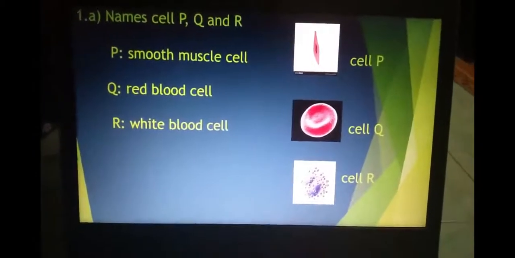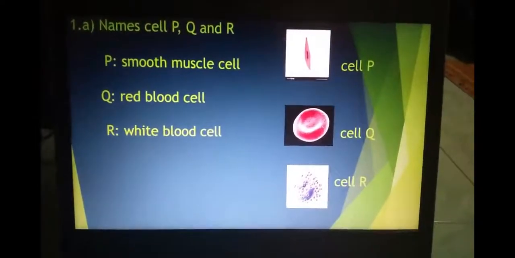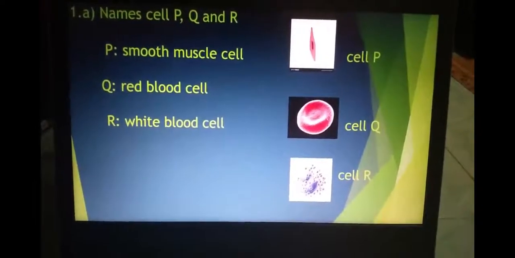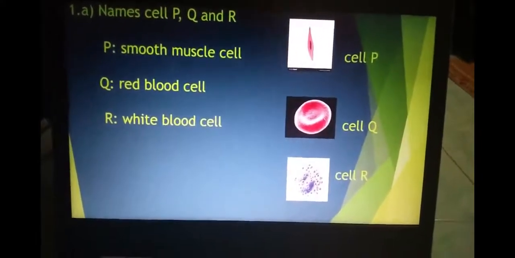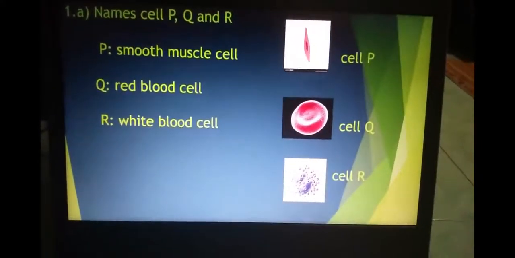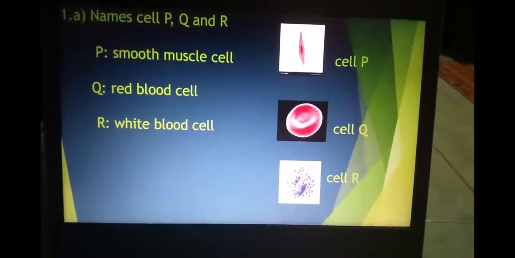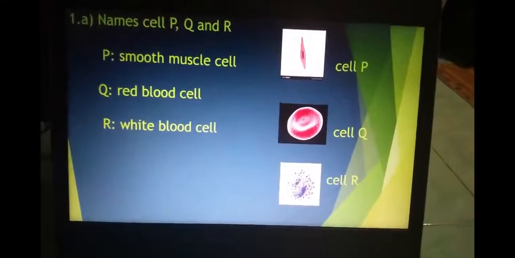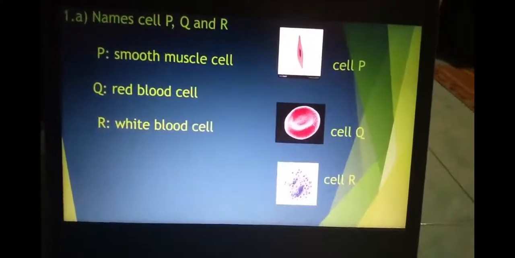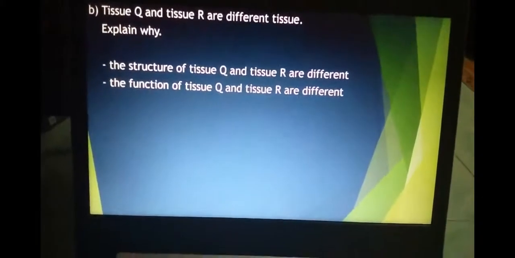So we start with cell P. If you look at the shape of the cell like this, it is a smooth muscle cell. Then we move to cell Q. If the cell shape is biconcave, it is a red blood cell. For R, if the cell has a nucleus, it is a white blood cell. So we move to question B.